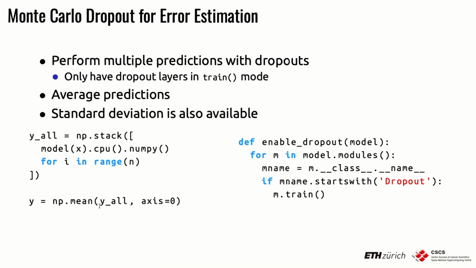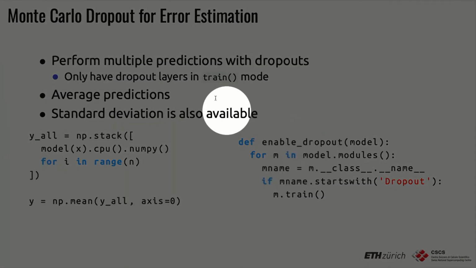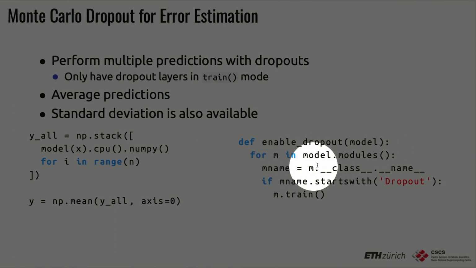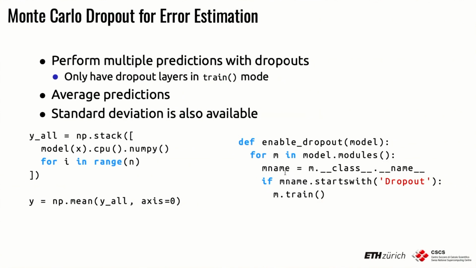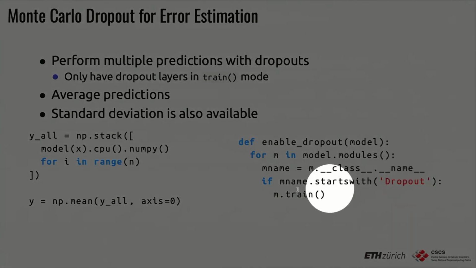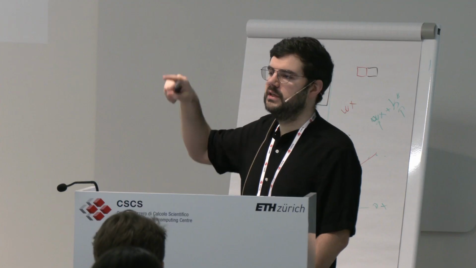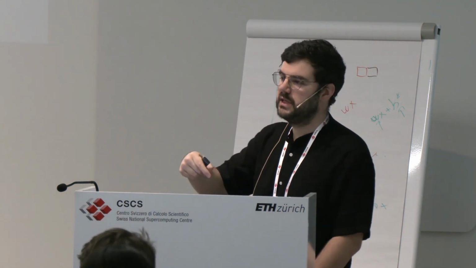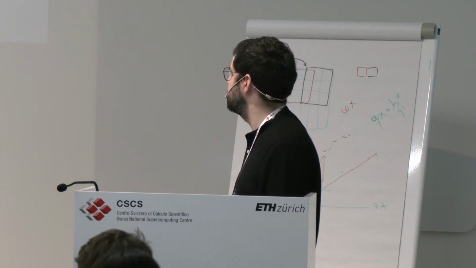How to implement it in practice? Usually what you can do is define this enable_dropout function that takes your model as input, and then you go through all the modules of your model. I get the name, this is a Python way to get the name of the class. So you get the class name, and if it's a dropout, you do this during inference. So you put your model in evaluation mode, but then for the dropout layers, you put them back in training mode so that the dropout layer is active.